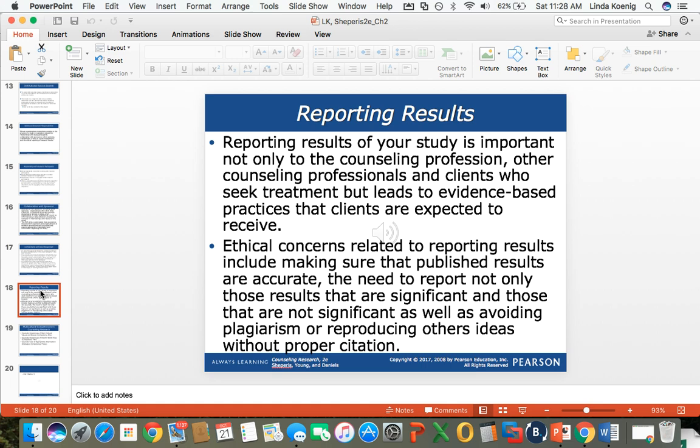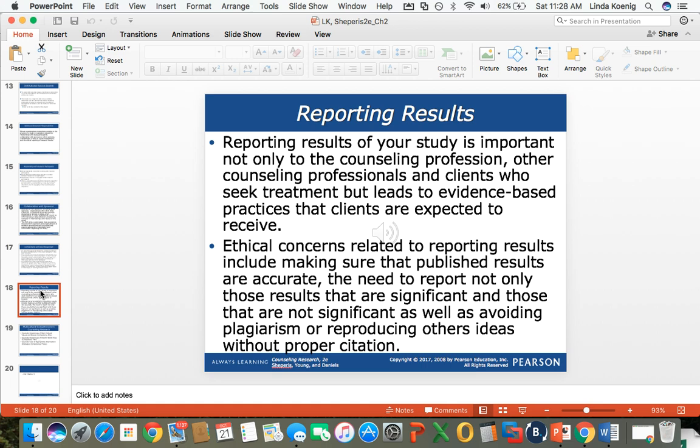So ethical concerns related to reporting our results are making sure that any published reports are accurate. We check, we double check, we triple check, we have somebody else check, we have them double check. We want to make absolutely certain before a research report is published, whether it's published formally or internally within our institution or agency. Those numbers are going to be out there for public consumption in black and white, and we need to ensure that they are completely accurate.